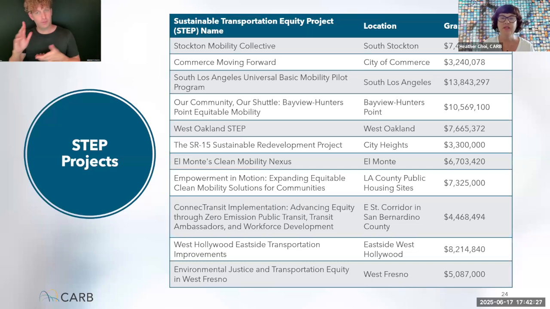In 2025, STEP closed out their first 2 grants from the first solicitation, Commerce Moving Forward and Stockton Mobility Collective grants. STEP grantees have recently received awards in recognition of their work to advance clean mobility in disadvantaged communities. The Stockton Mobility Collective received the Eureka Award from the California Association of Councils of Governments. And San Francisco's Bayview Shuttle received the Opportunity and Empowerment Award from the California chapter of the American Planning Association.